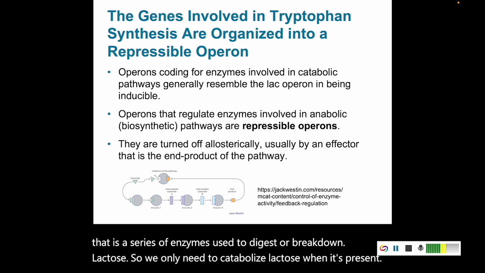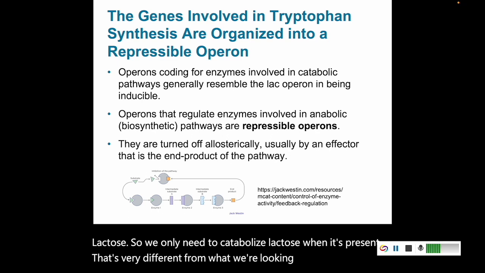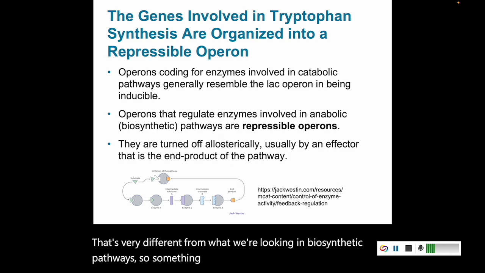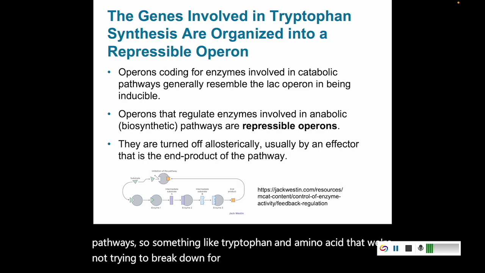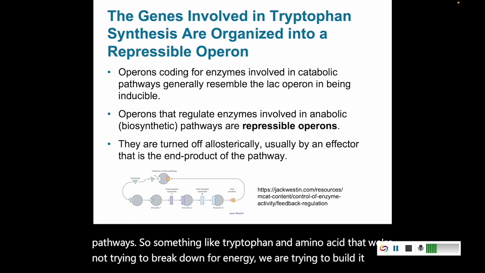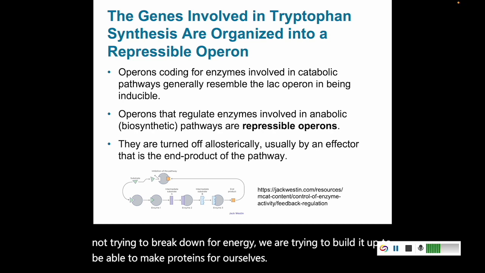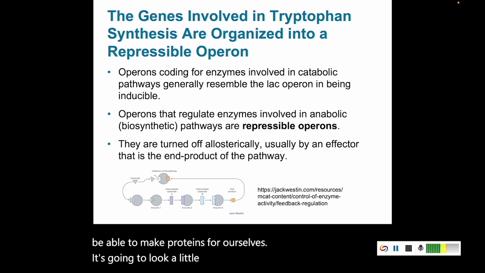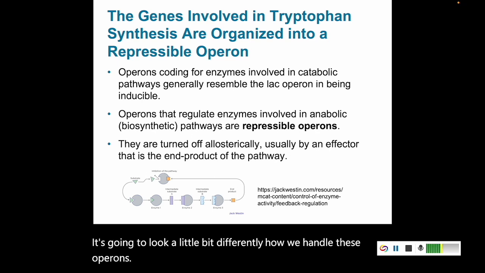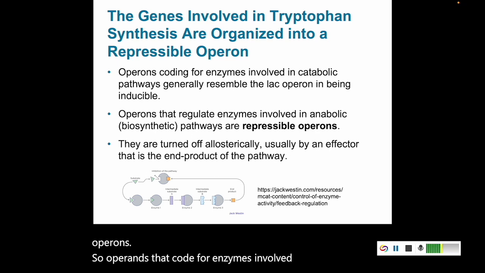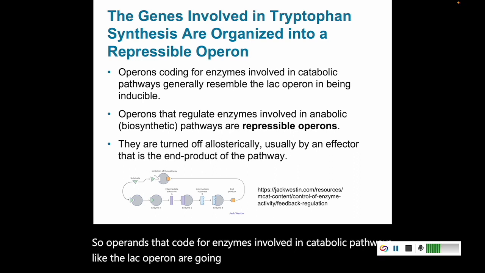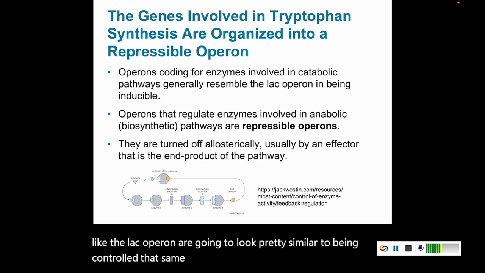That's very different from what we're looking at in biosynthetic pathways. So something like tryptophan, an amino acid that we're not trying to break down for energy. We are trying to build it up to be able to make proteins for ourselves. It's going to look a little bit different how we handle these operons. So operons that code for enzymes involved in catabolic pathways, like the lac operon, are going to look pretty similar to being controlled that same way. They'll be inducible, only turned on when that energy source is present.